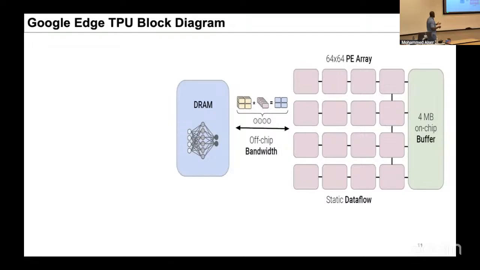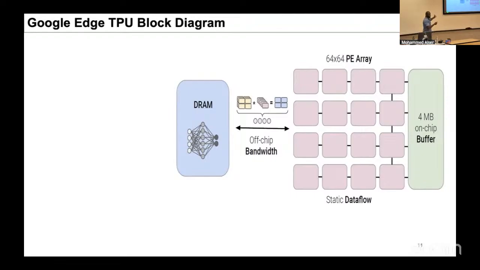It's connected to the processing element array with an off-chip bandwidth, and you have a processing element array of 64 by 64, so it's pretty large, and a 4 megabyte on-chip buffer, and you have a static or fixed data flow. The models are stored in the DRAM, and they get shipped into the processing array layer by layer as they are needed. What do you think could go wrong with this?